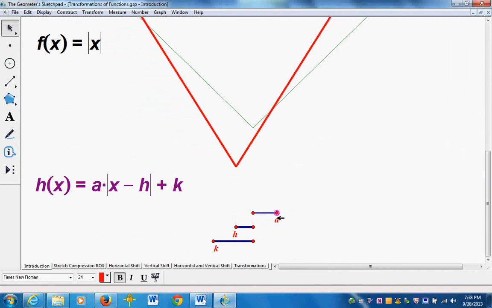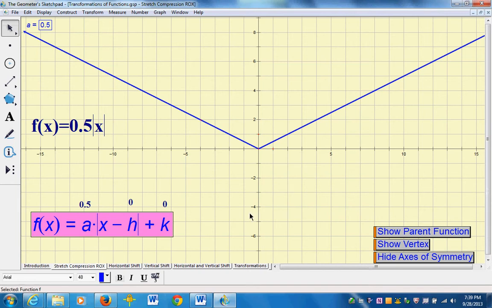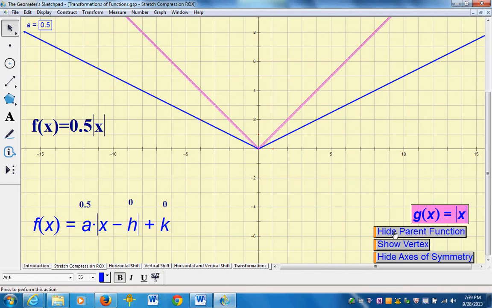So you notice I don't have any axis showing at all because everything is just being compared to where the parent function is. So let's look at our function on the xy coordinate plane. Right now I'm just examining my A. My A is in front of my X, as we can see here, in front of the absolute value. So I'm going to show my parent function. My parent function is right here.